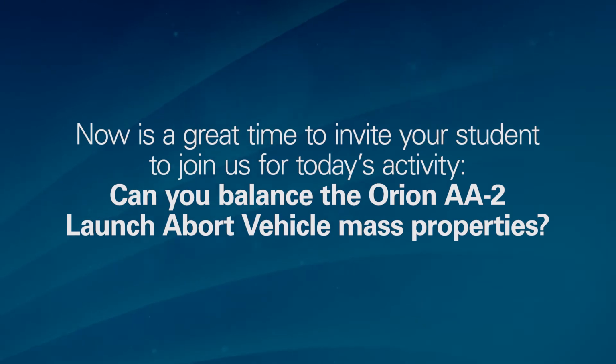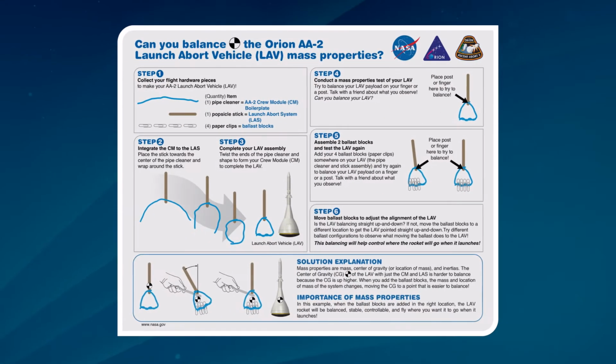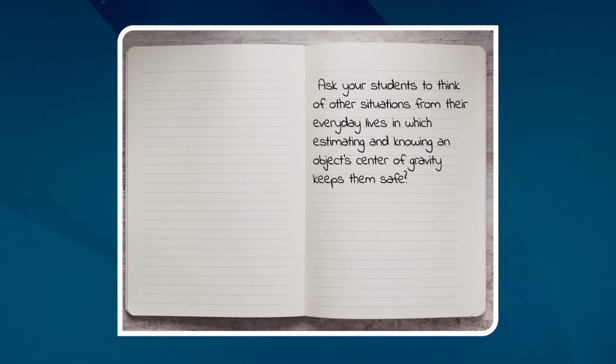All right, this would be a perfect time to invite your students to join you as I demonstrate today's big idea using the Orion Launch Abort Vehicle Mass Properties activity. This diagram gives you a brief overview of suggested materials and directions, so feel free to again pause the video here to look over everything before proceeding. Also, this would be a great place to ask your students to think of other situations from their everyday lives in which estimating and knowing an object's center of gravity would keep them safe.